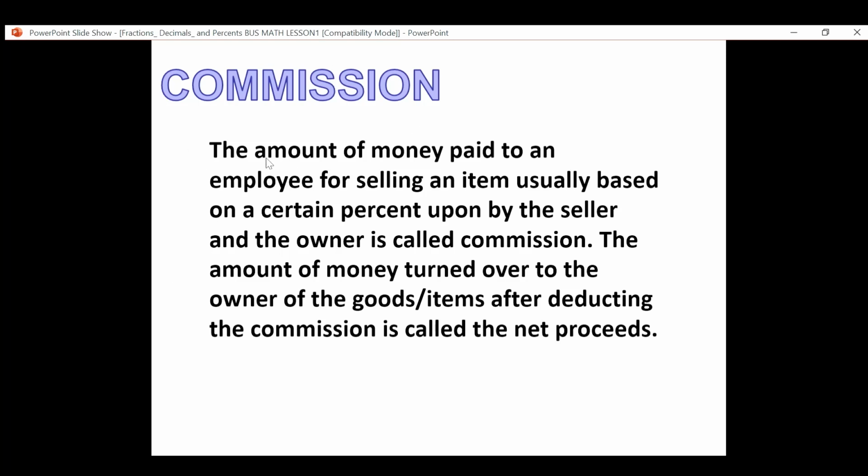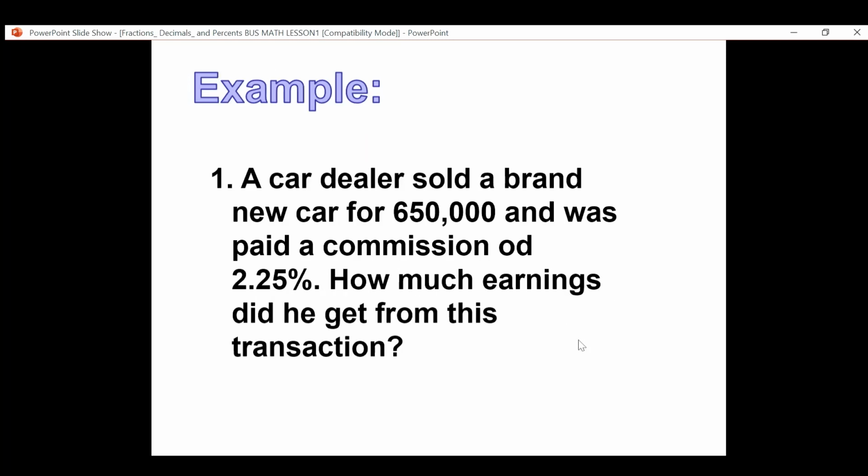Another application is the computation of commission. The amount of money paid to an employee for selling an item, usually based on a certain percent agreed upon by the seller and the owner, is called commission. The amount of money turned over to the owner of the goods after deducting the commission is called the net proceeds. So, let's have an example.